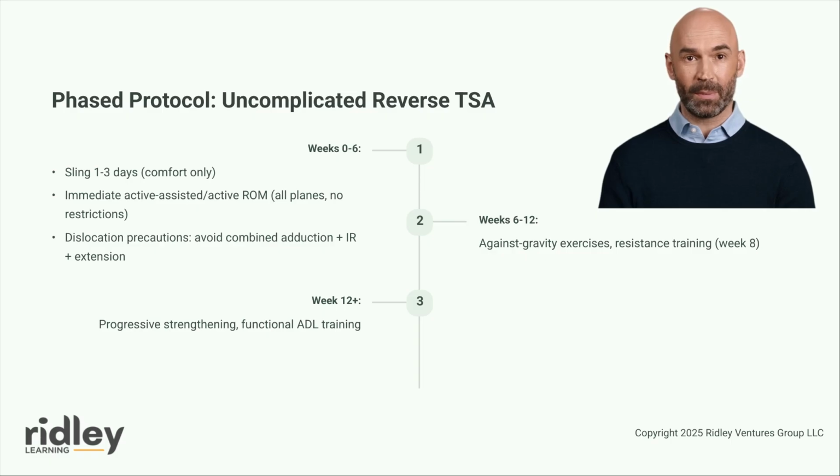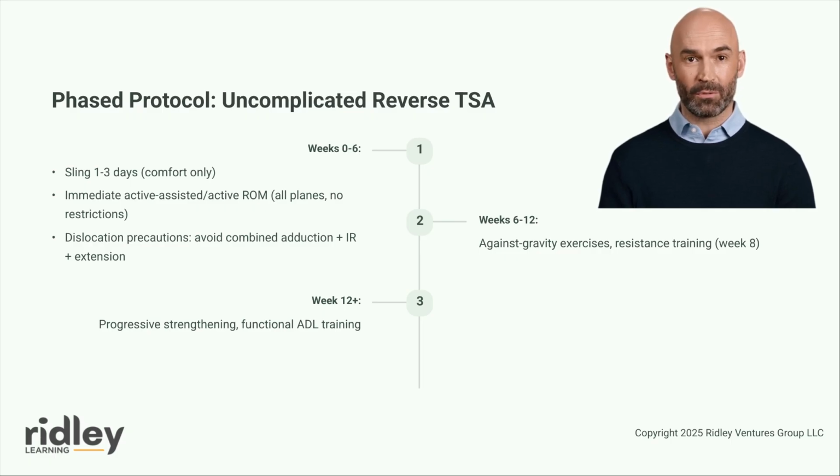A reasonable evidence-based approach synthesizes current literature into a flexible phased framework that can be individualized based on surgical factors, such as subscapularis repair status, bone quality, and concurrent procedures, patient factors including age, comorbidities, and functional demands, and early rehabilitation response. For uncomplicated reverse arthroplasty without subscapularis repair or tendon transfers, an accelerated protocol is appropriate.